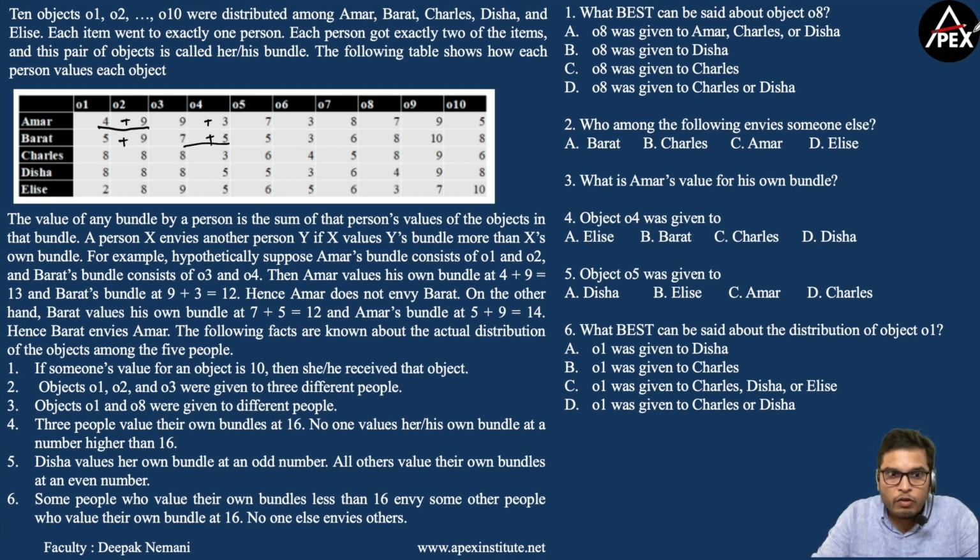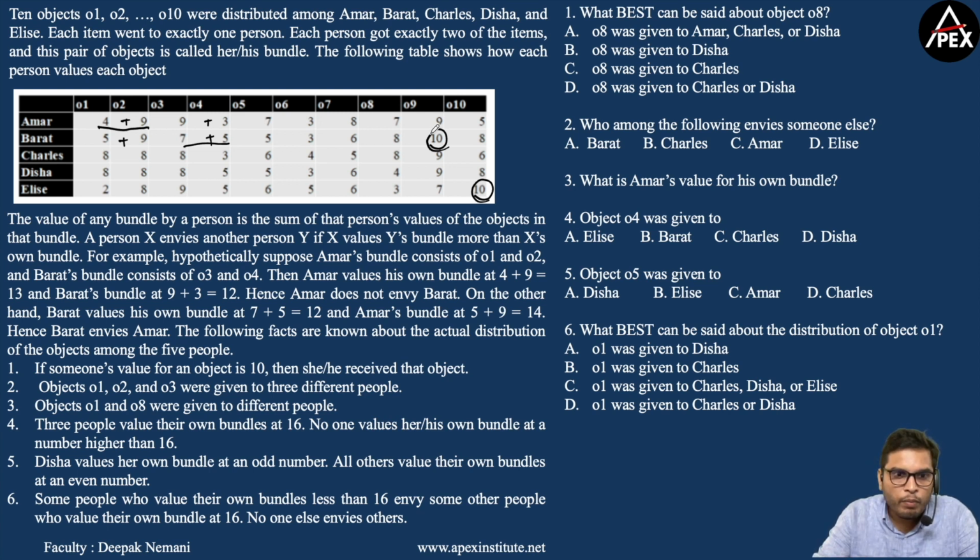If someone's value for an object is 10, then she or he received that object. So we have E receiving object 10 and B receiving object 9. Objects O1, O2 and O3 were given to 3 different people. Objects O1 and O8 were given to different people. 3 people value their own bundles at 16. No one values her or his own bundle at a number higher than 16. But you can have any person valuing others' bundle at a number greater than 16.